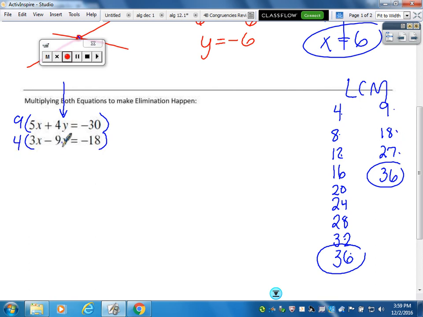Again, the reason I went with the y's here is because I already had the positive negative. I'm not going to have to worry about that, so it's one less step later. So the entire top one here gets multiplied by 9. The entire bottom one over here gets multiplied by 4. And I'm going to rewrite these equations over here.